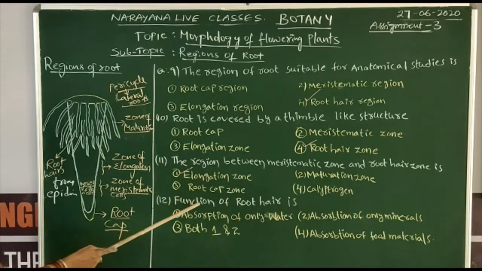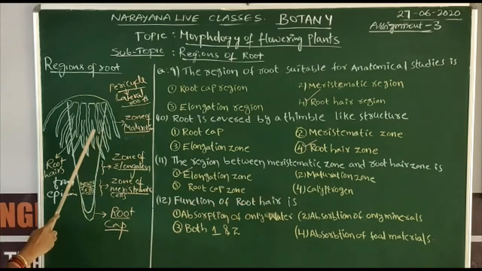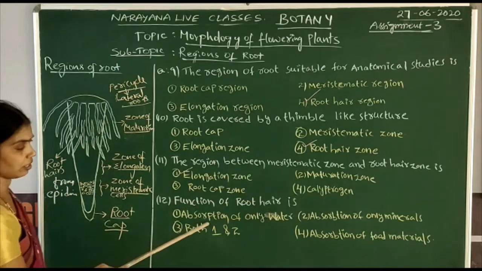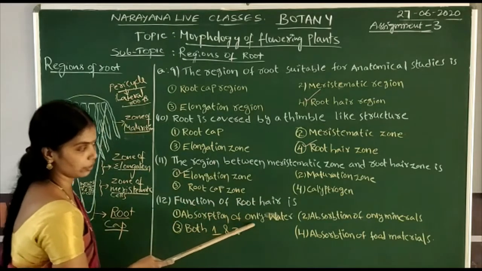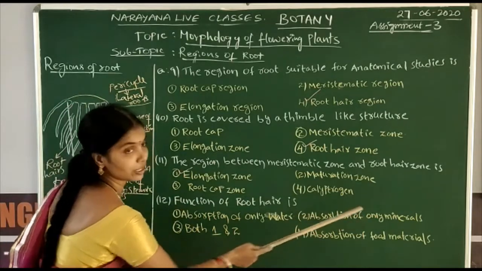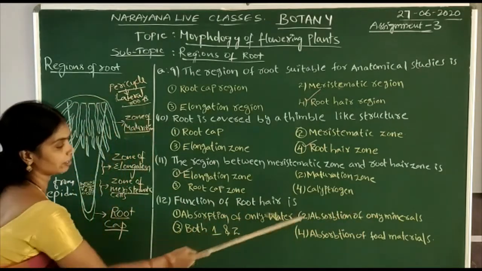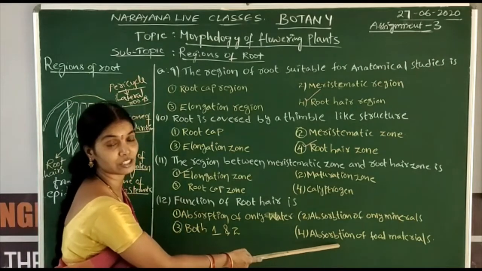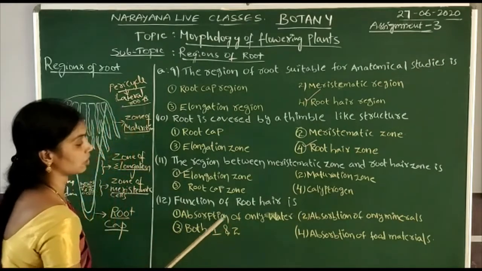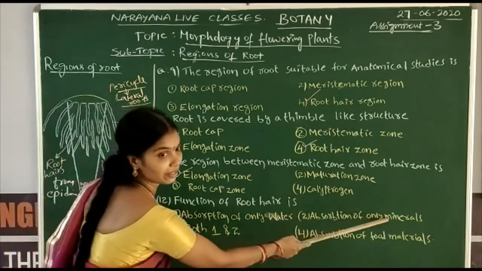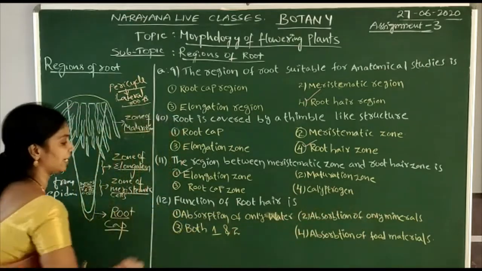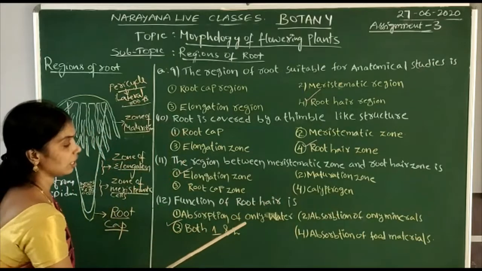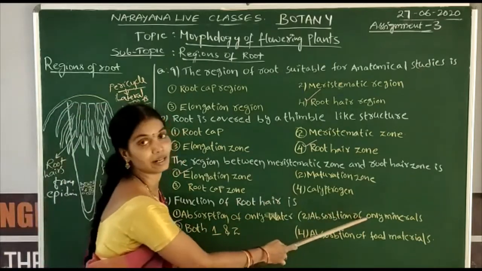Then 12. Function of root hair is. You can see root hairs in maturation zone. Its function is option. First option, absorption of only water. 2, absorption of only minerals. 3, both 1 and 2. 4, absorption of food materials. It is not absorption of food materials, children. You can see absorption of water, also mineral ions. So here the option is third option, where functions of root hair is absorption of water and mineral ions.